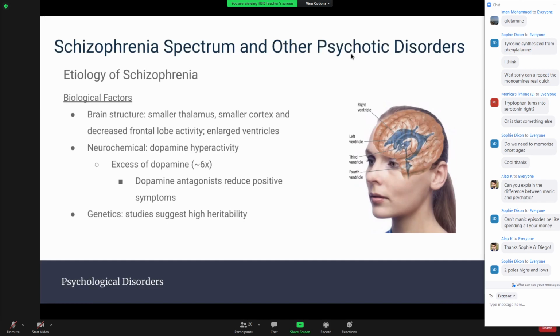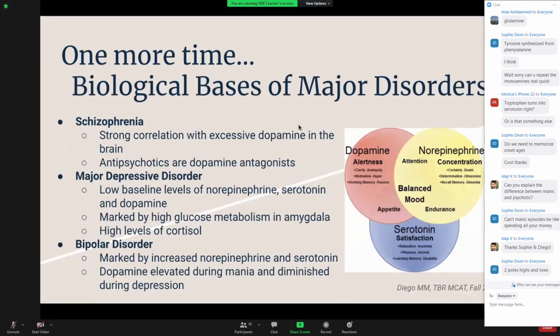Yet another instance here is where we have high heritability. So now we have 2 cases of heritability. For this one, think high dopamine. Because it's so important, one more time: schizophrenia, high dopamine. And so the treatment is antipsychotics and dopamine antagonists. Major depressive disorder, high glucose in the amygdala. And yes, I got a direct message, the other heritable one was bipolar. And then high levels of cortisol in the brain. And then bipolar disorder, high norepinephrine and serotonin, and dopamine elevated during mania.